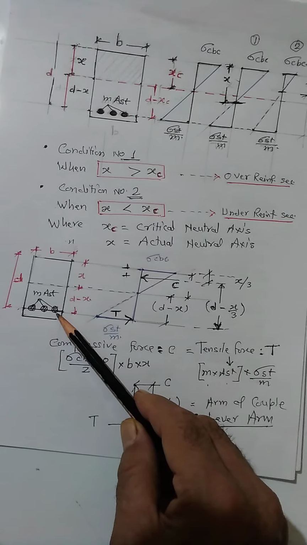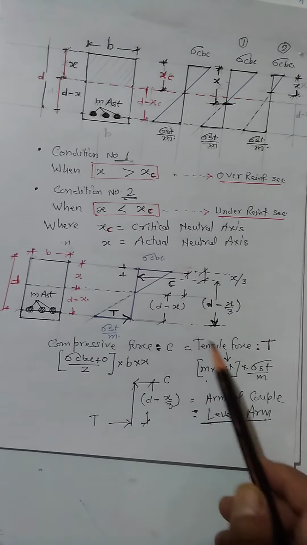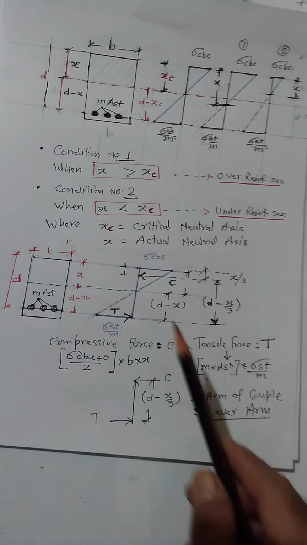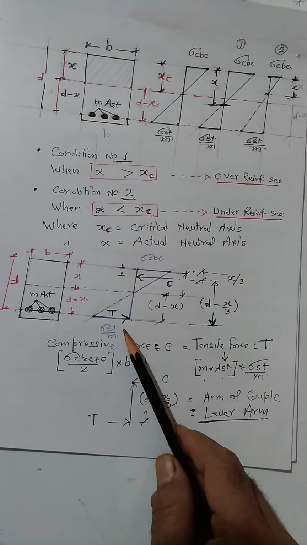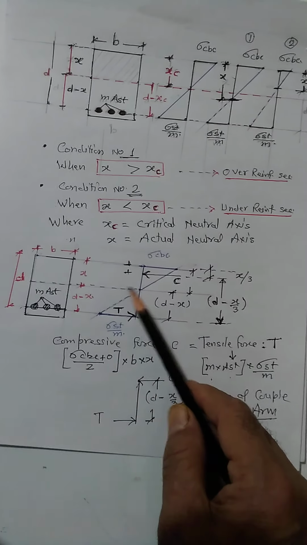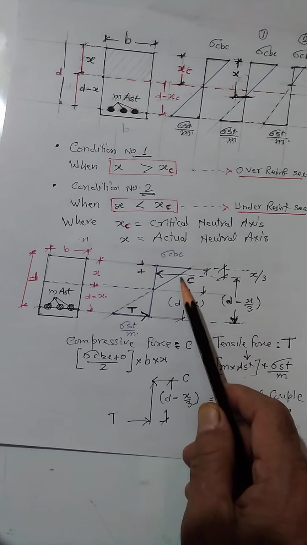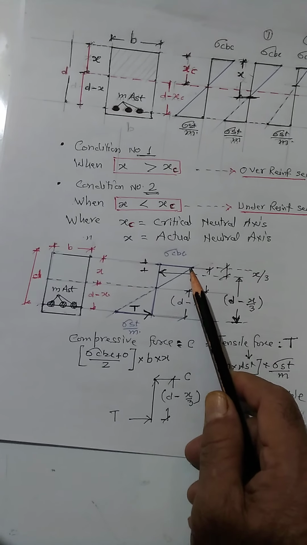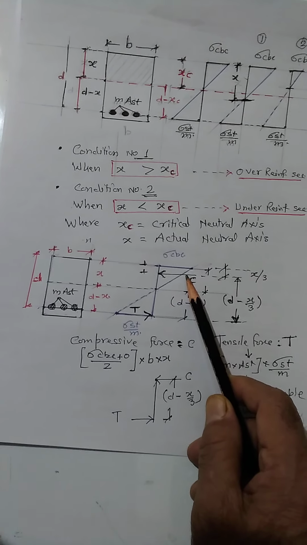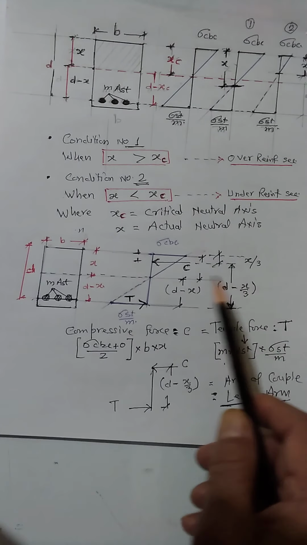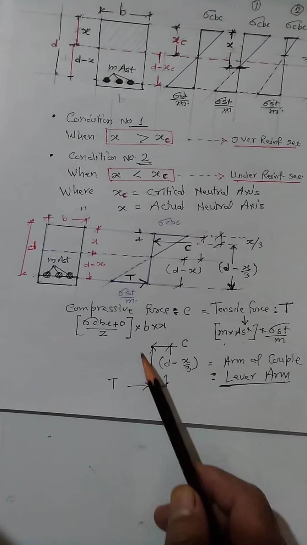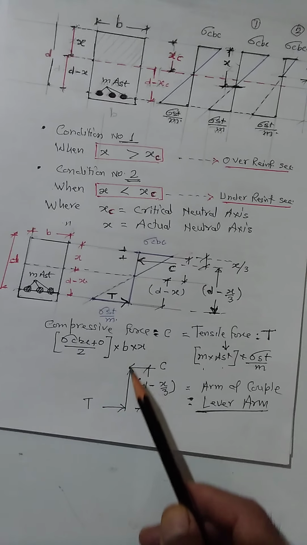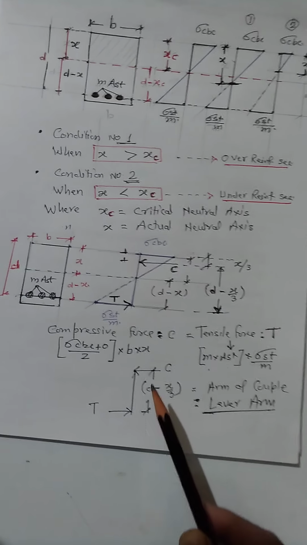Similarly, the stress in steel into the area of steel gives the tensile force T. This is called the tensile force T. So we have two forces, compressive force C and tensile force T. But this is a triangular stress distribution varying from 0 to sigma cbc. The compressive force acts at the CG of the triangle, at a distance of x by 3 from the top. Now we know that C is equal to T. When two equal and opposite forces act simultaneously on a body, they form a couple.